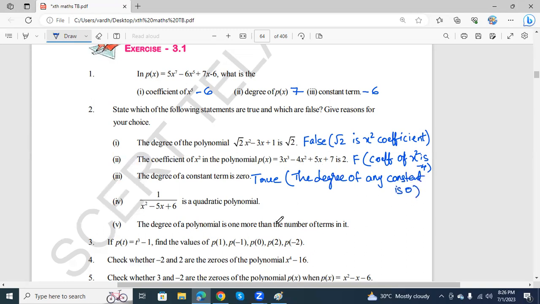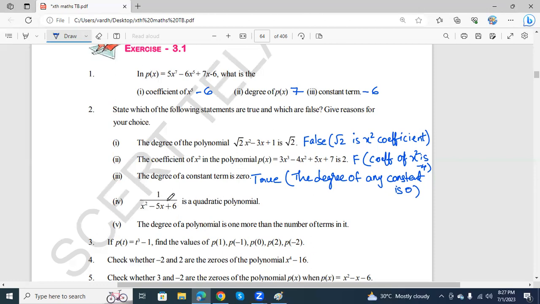Or you can mention because the constant term is the variable by its power is 0. Next, fourth bit. 1 by x square minus 5x plus 6 is a quadratic polynomial. Even though it has the highest, it's a degree 2, it can't be a quadratic polynomial.